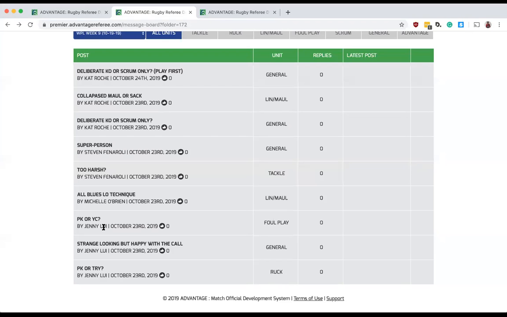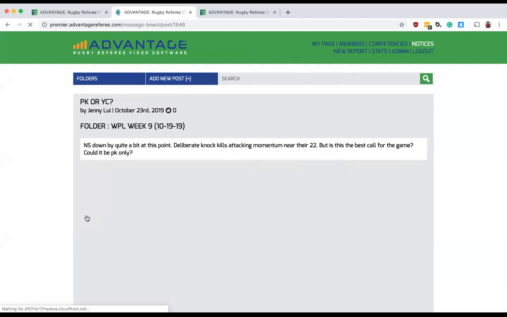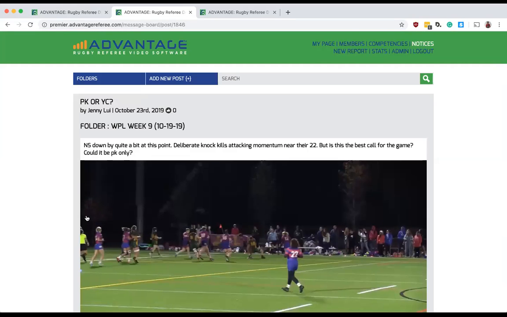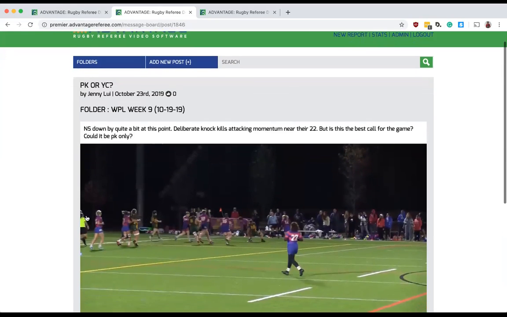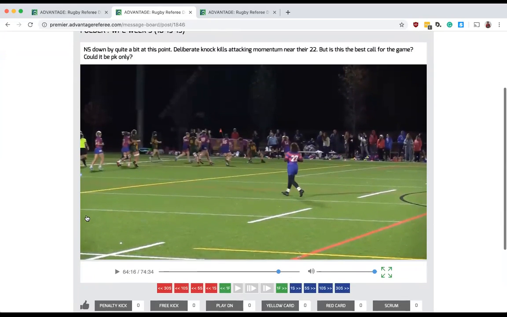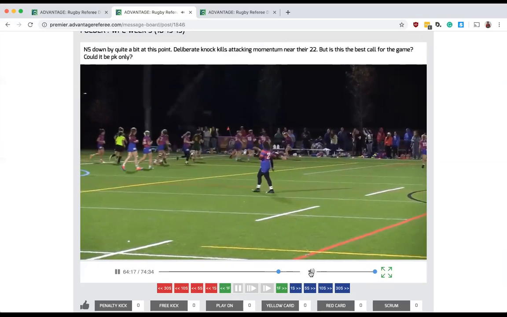How about we go with PK or yellow card? Again, this is the same player, who is actually from Boston, and her whole family was there tailgating. This is probably farther in, like the 72nd minute. Her whole family is there, and then I yellow card her as well. But let me know what you think.